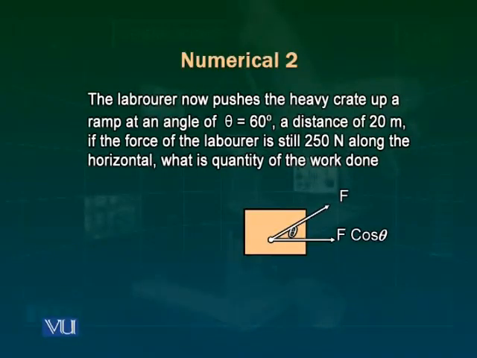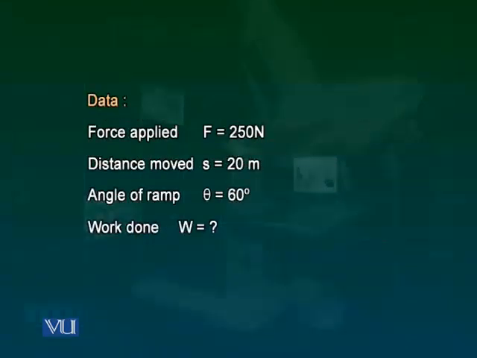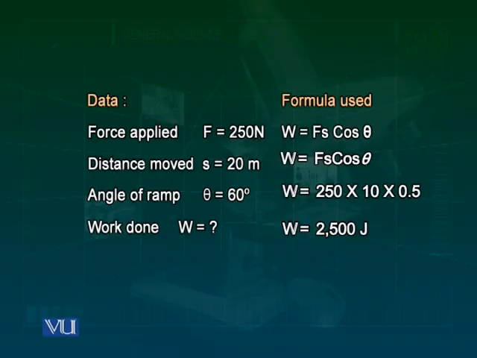In this case, we will use the general equation, which is W is equal to Fs cos theta. We have our data. The force applied again is 250 newtons. The distance covered is again 20 meters. However, the angle of the ramp is given as 60 degrees. So applying it in the relationship, W is equal to Fs cos theta, we find W is equal to 250 multiplied by 20 multiplied by cos 60. We look up the cosine tables, and we find that the cosine of 60 is 0.5. So the amount of work done is going to be 2,500 joules, which is of course less than the earlier work, even though the laborer might become more tired.